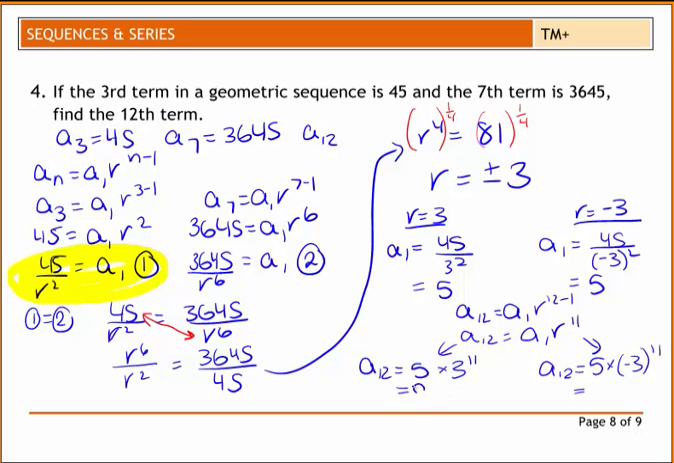Here I get that answer, and here it's going to be exactly the same answer, but negative, so you've got a negative out the front. I've run out of room, so remember a therefore statement. Therefore, the 12th term is either 885,735 or negative 885,735. So it's probably a good one to try and do yourself.